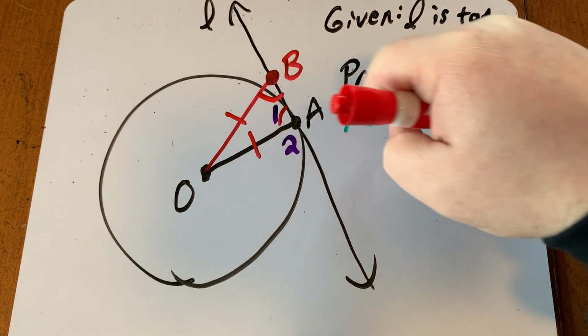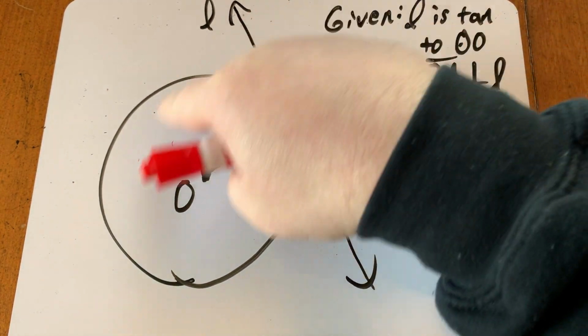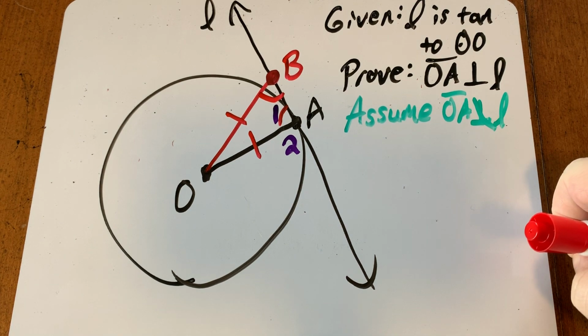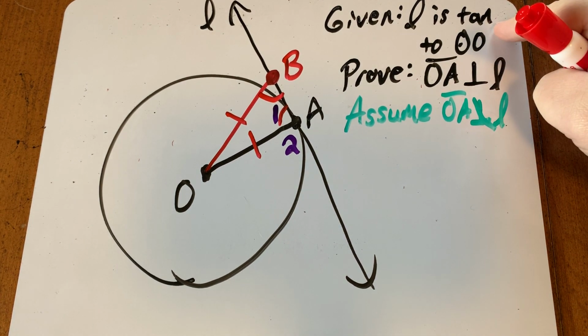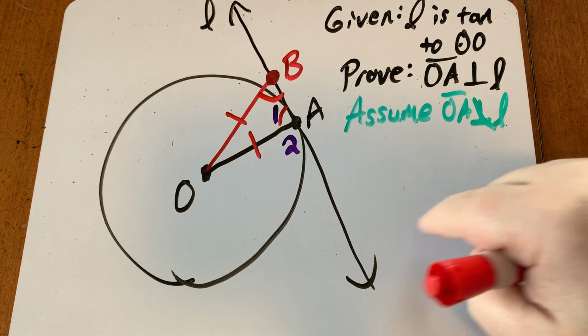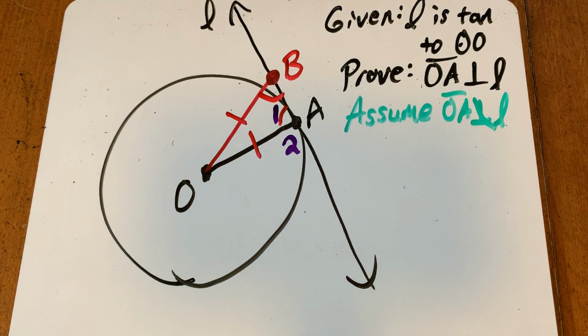Well, if B lies on circle O, wouldn't L intersect circle O twice? That's going to contradict our given. So we know that if we have a tangent line, the radius has to be perpendicular to that tangent line. All right. So that's the gist of tangents. For us, you'll learn more about them when you take trigonometry, and learn even more about them when you take calculus. But for us, that's it. Have fun.